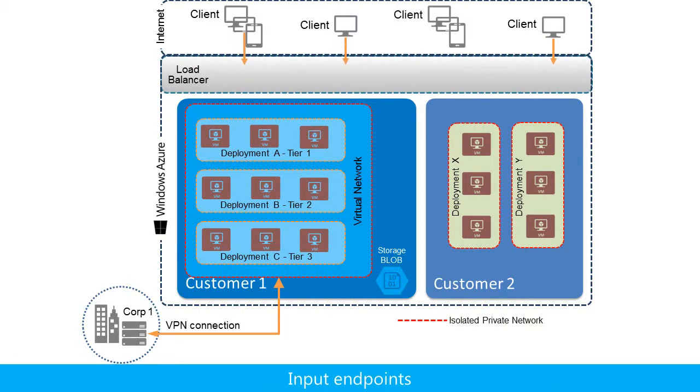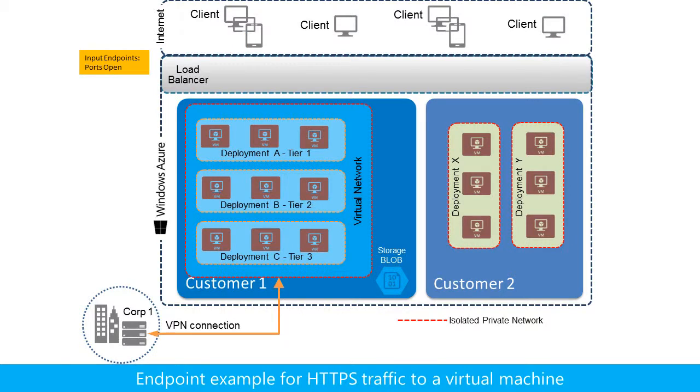Incoming traffic from internet clients to virtual machines must be specifically allowed by the load balancer through the configuration of input endpoints. An input endpoint allows a specific type of traffic, essentially an open port to the internet, and maps a public port number to an internal port number for traffic to a specific virtual machine. For example, to allow HTTPS traffic from an internet client to a web server in the virtual network, an input endpoint maps the public TCP port 443 to the private port 443 on the virtual machine. In this case, the load balancer is translating addresses but not ports.